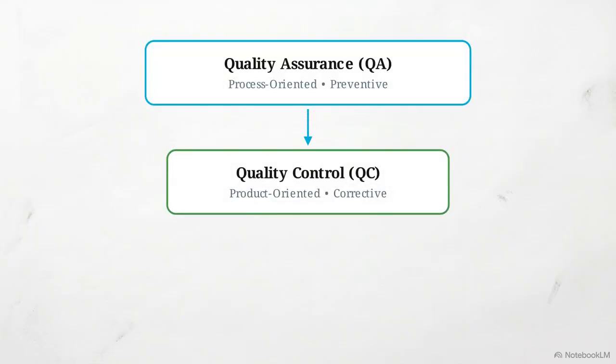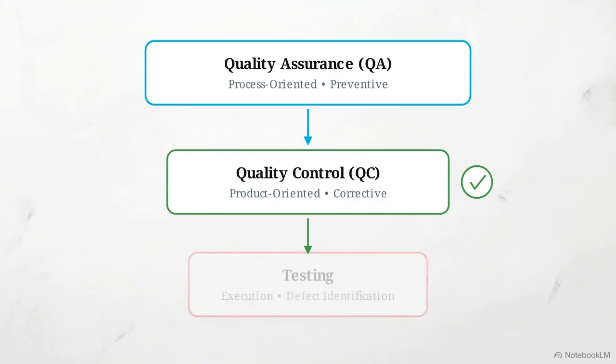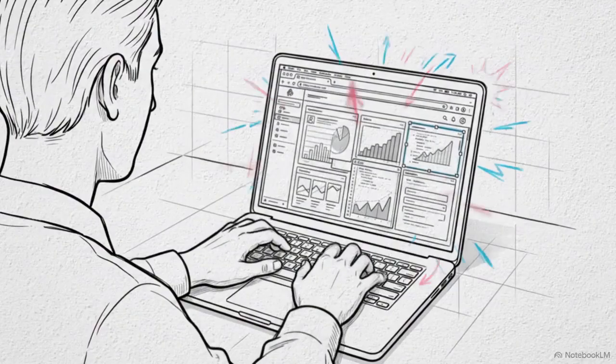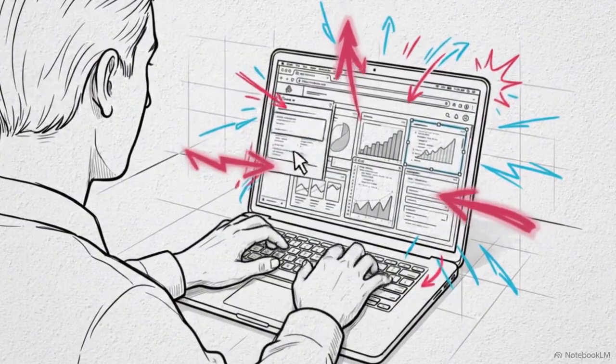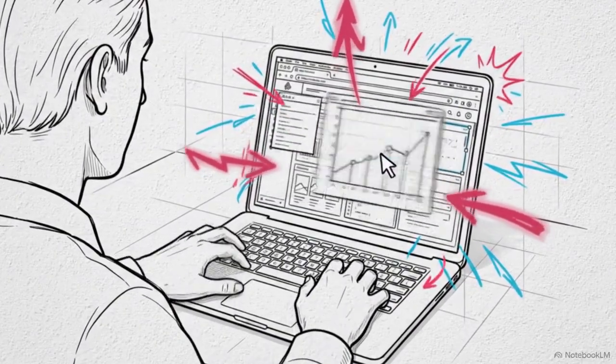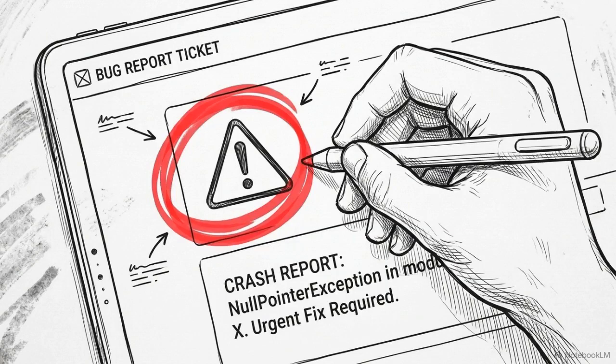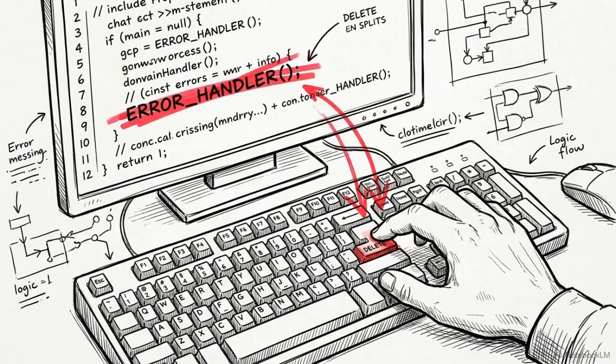Below QA, we find quality control. It is a corrective, product-oriented process that verifies the developed software aligns with documented requirements. Nested entirely within quality control is testing itself. Testing is the physical execution of the software with the explicit goal of identifying defects, gaps, or errors. While testers identify those defects, they do not correct them. Developers step in to debug the code, isolating the root cause and applying the fix.